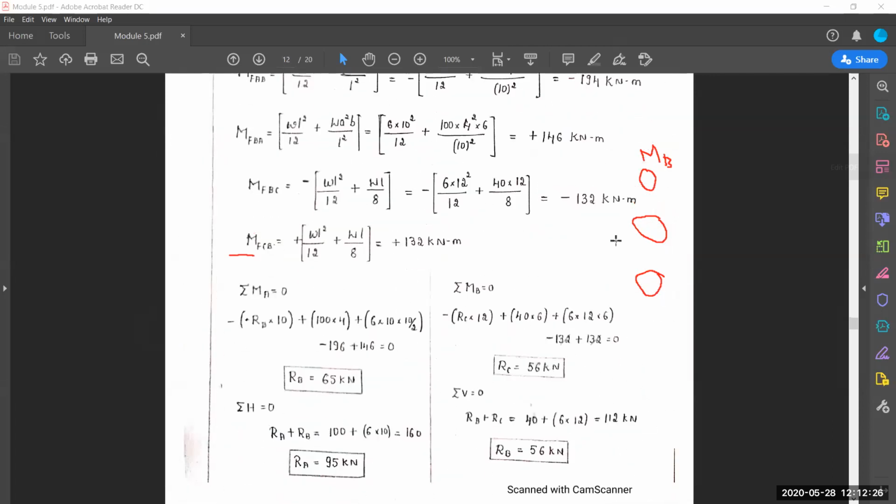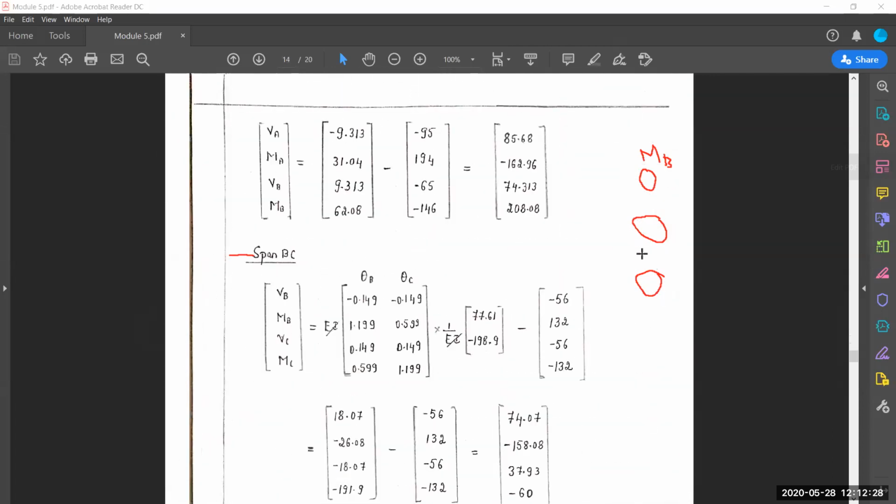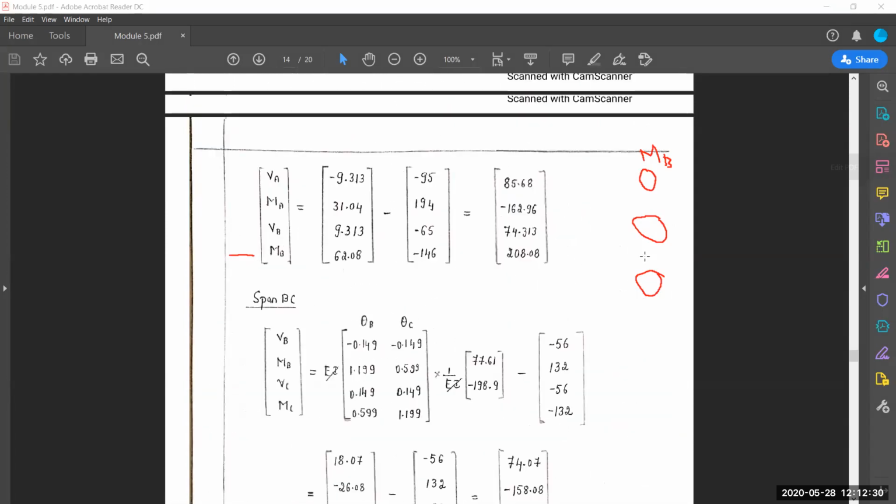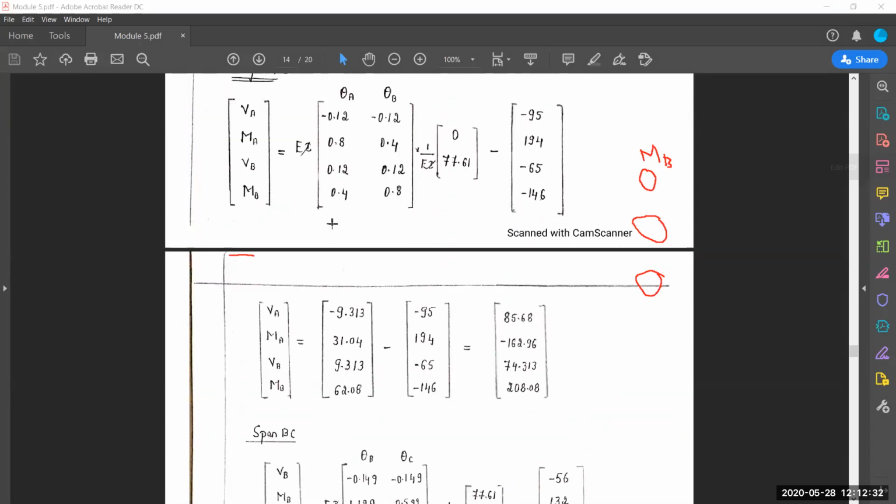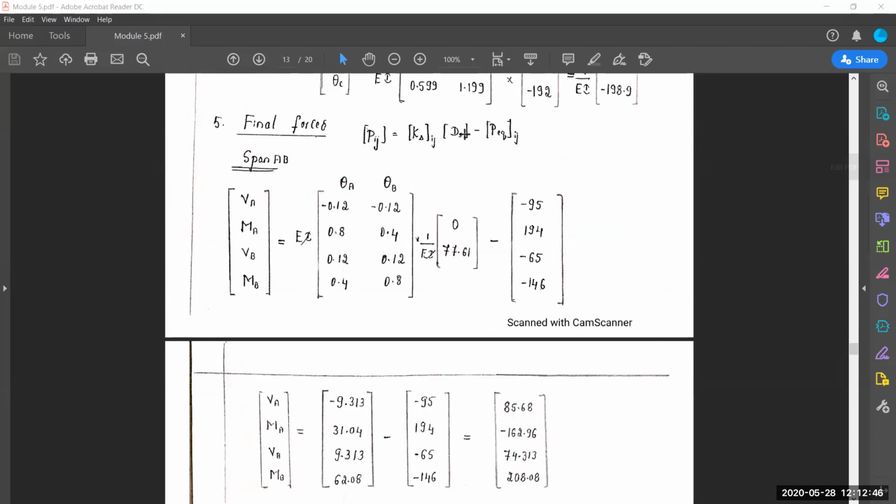So same value, we'll check now. Is it there? 0.4 and 0.8. So like that, you have to substitute the values over here. Got it? So next, what you have to write here in this ds place, that is also very important.